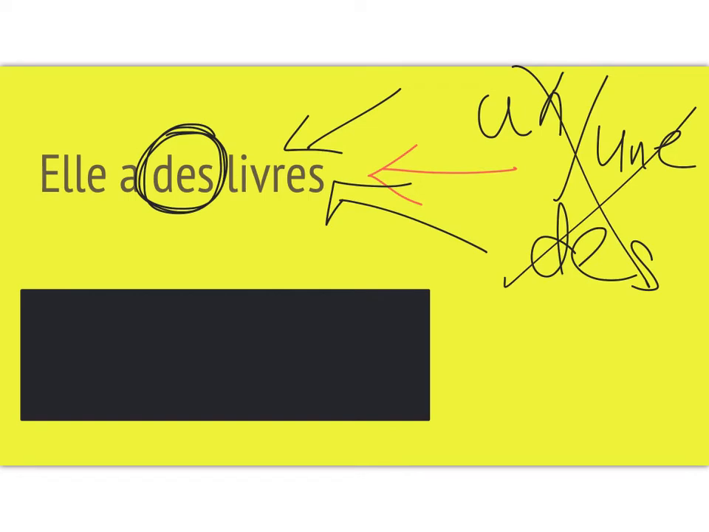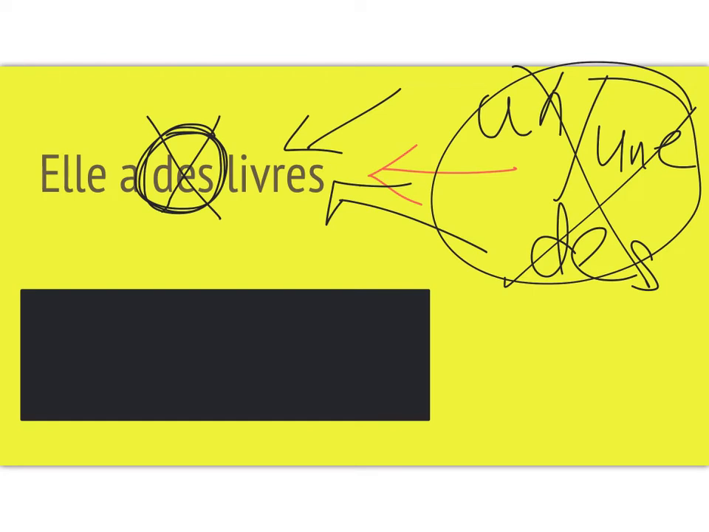So for an example for this one, it can't be "elle a des livres" because des is in that rule. It cannot be there. So we have to replace it with either de or d'. So we look here and it's elle. So that means it's going to be "elle n'a pas de livres," right?